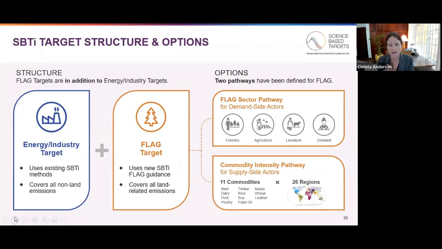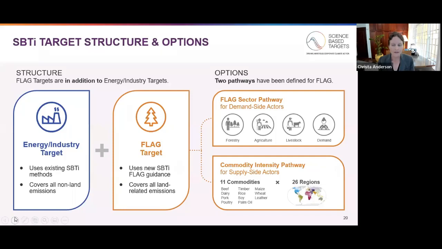The first pathway is the FLAG sector pathway. This is especially relevant for demand-side actors, but also for supply-side actors who don't have an alternative method. And it covers the entire FLAG sector. So all forestry, agriculture, obviously livestock, and also demand-side measures, diet shift, food loss and waste. These are included in the food sector pathway. The FLAG sector pathway is an absolute contraction pathway. So it is based on an absolute contraction approach, and it can be used for companies who have emissions anywhere in this sector, as well as removals.